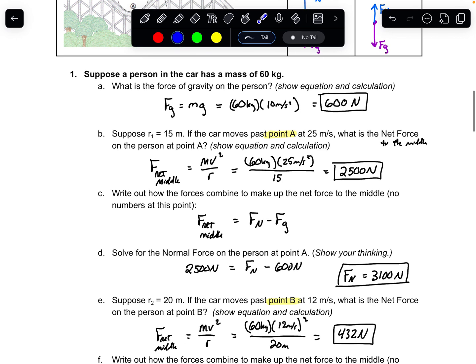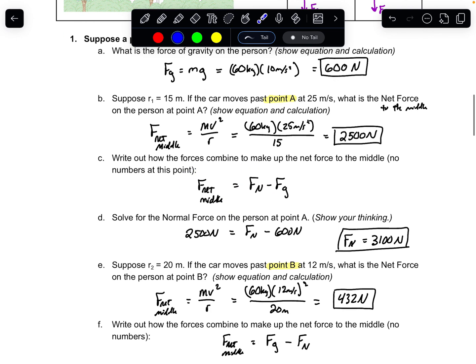So how do I combine this in my net force equation? I'm going to take the larger normal force minus the weight force, and it will equal what we just calculated as the net middle force. So my 2,500 is equal to the normal force minus 600. And if I do the math, I get a normal force of 3,100, which is a lot bigger than 600. So this person will feel really heavy at that point.